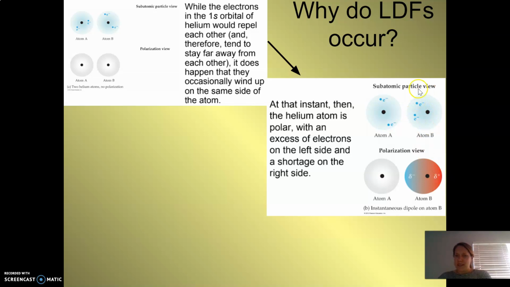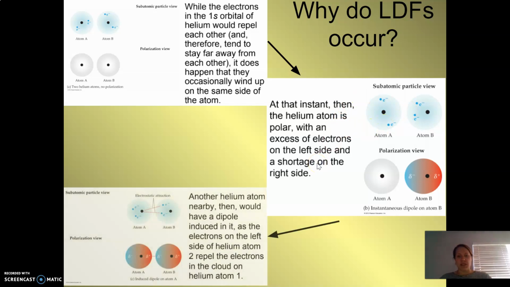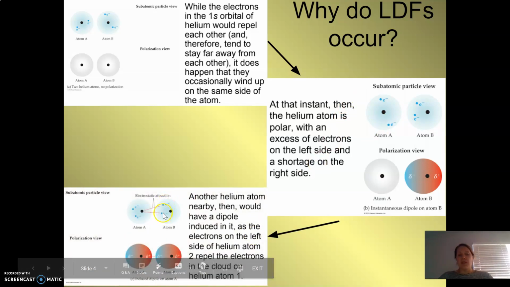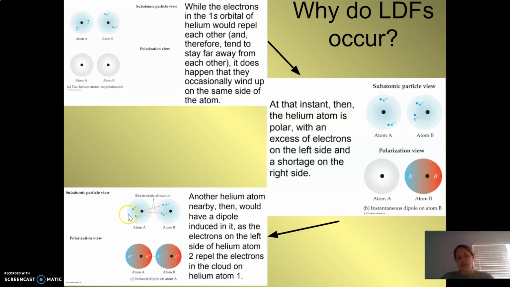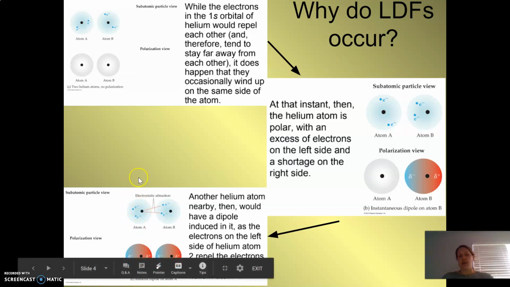Well, if this is negative over here and positive over there, the electrons on atom A are like, whoa, we don't like other electrons. So they kind of get pushed away to the other side of atom A. So the electrons of atom B are lined up here, and they're also going to stay there for a little bit because they're going to be attracted to the protons of atom A. Well, in the meantime, as they're attracted to the protons of atom A, they're repelling the electrons of atom A. And so the electrons of atom A move to the opposite side of atom A.